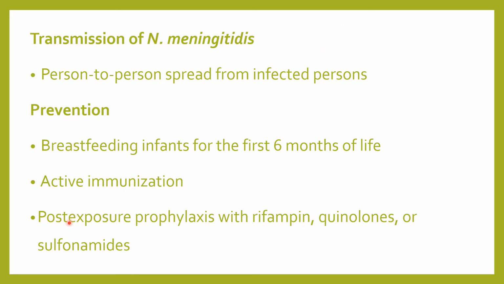And you can also give post-exposure prophylaxis with the following drugs. Post-exposure means once you're exposed to a case and it's impossible to cover you with vaccination, then you can give prophylaxis with the following drugs: rifampin, a quinolone, or even sulfonamides. You can use these, especially the sulfonamide, only if there are studies that prove that the organism is susceptible to the drug.